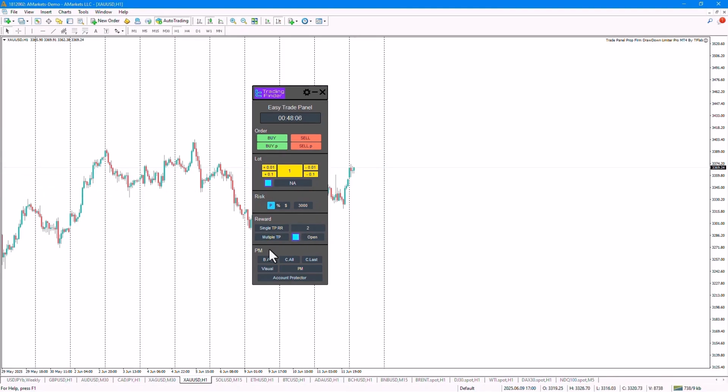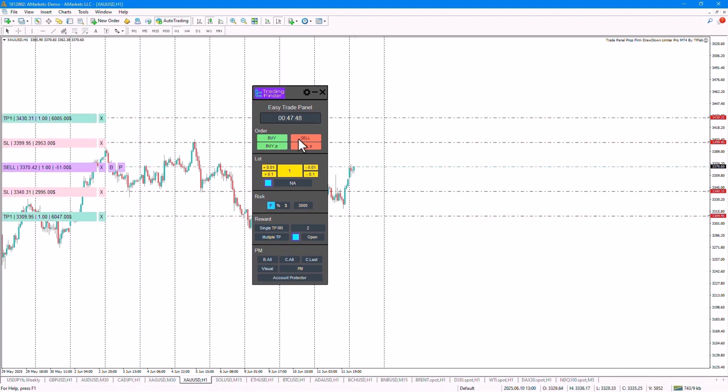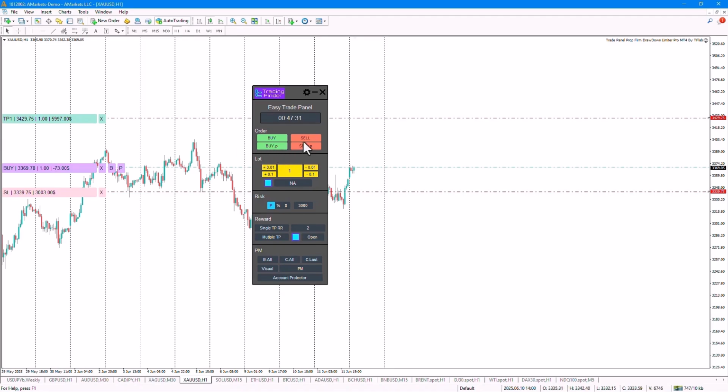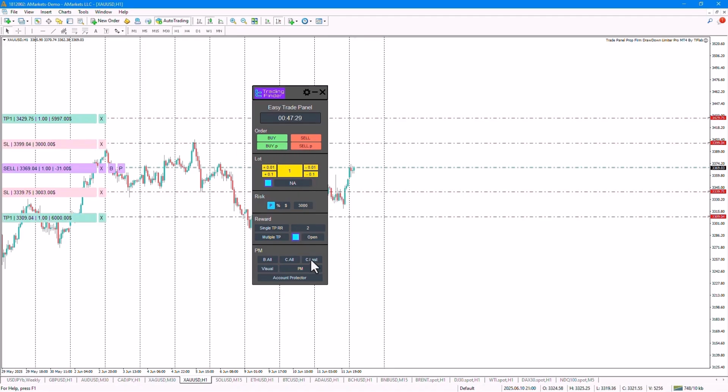The next section is related to the management panel, where options for break-even all, close last, visual, position management, and account protector are located here. Here, by executing several trades, if I want to close all my open trades with just one click, by selecting the Close All option, it will instantly close all trades for me. If I have executed a buy trade and a sell trade, by clicking on the Close Last option, I can close my trades one by one, in order, starting from the most recent trade I executed.